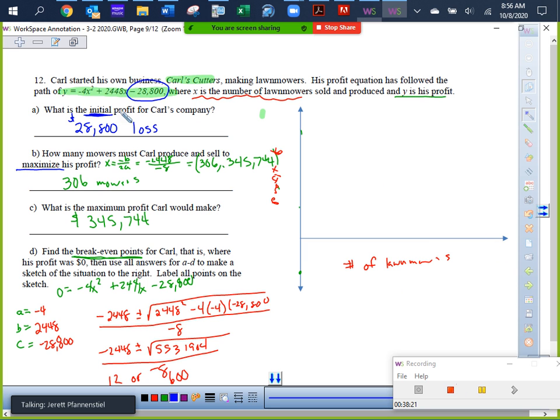First, we're going to start with the y-intercept. Oh, my bad. We'll call it the initial profit. Isn't this the y-intercept in this case? It's negative, though, so we're going to go down here, put ourselves a dot at 0, negative 28,800. Carl and his little mower company here started down in negative land.